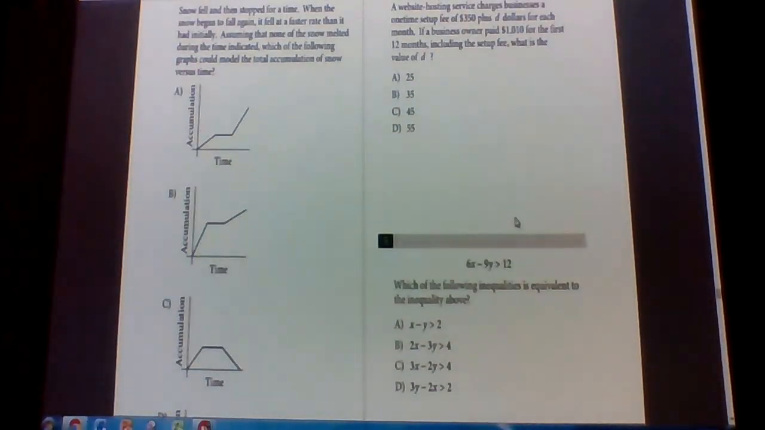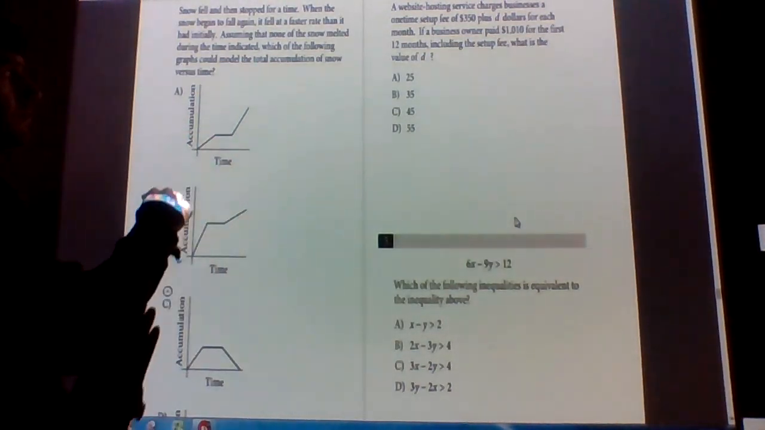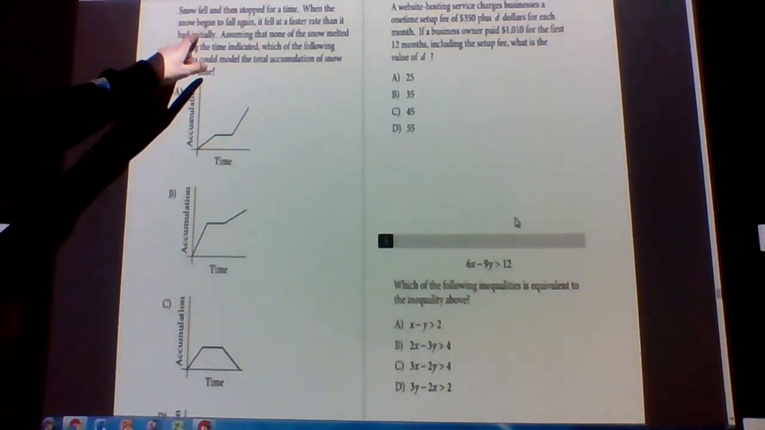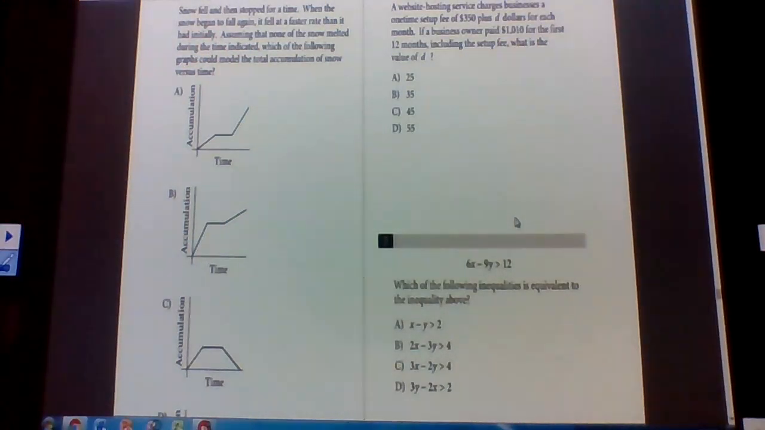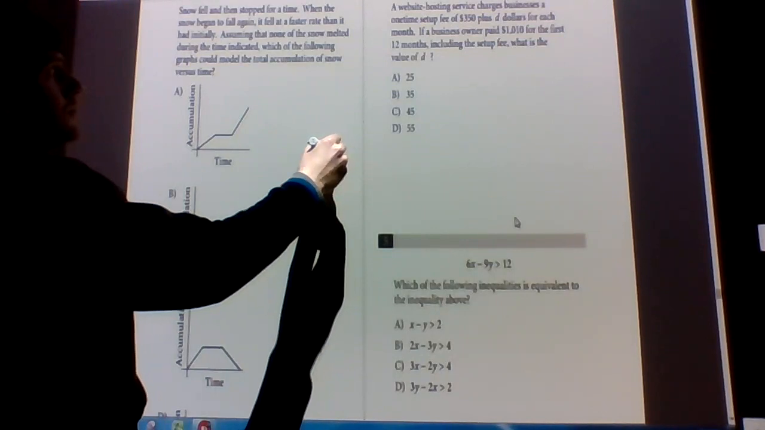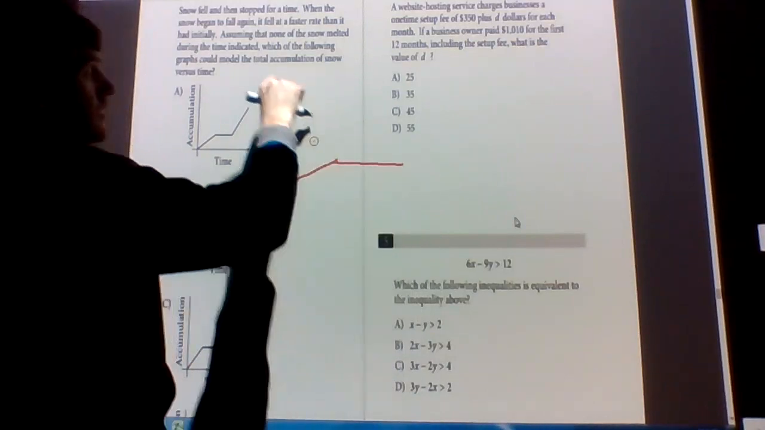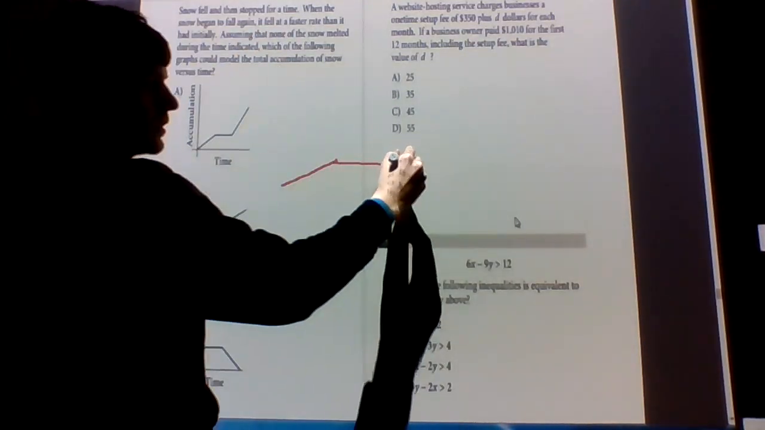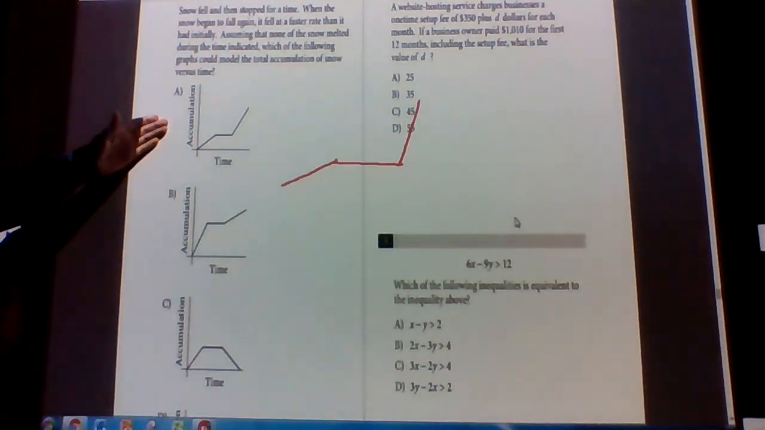All right. Snow fell and then stopped. So if it fell, it's got accumulation in time. Assuming that when the snow began to fall again, it fell at a faster rate than it had initially, and assuming that none of the snow melted during the time indicated, which of the following graphs could model the total accumulation of snow versus time? So as it falls, it's going to accumulate. Right, and then it stopped, so it's going to go flat, and then it's going to accumulate. It falls at a fast rate, so it's going to accumulate at a fast rate. So that looks like A.